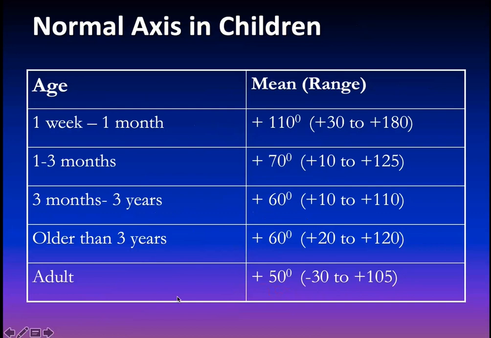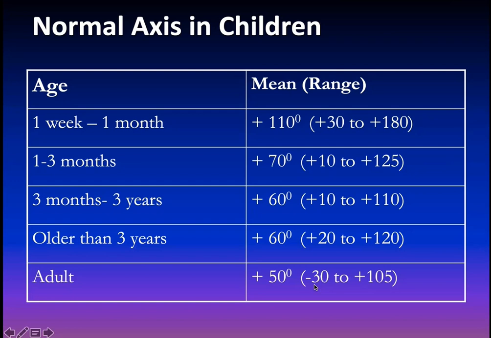Okay, next. These are the normal values for the axis. For 1 week to 1 month, it is more than 110. For 1 to 3 months, it is 70 degrees. For 3 months to 3 years old, it is 10 to 110. This is the mean normal. For older than 3 years old, it is 20 to 120. For adult, negative 30 to 110.